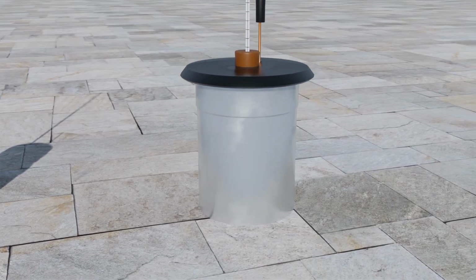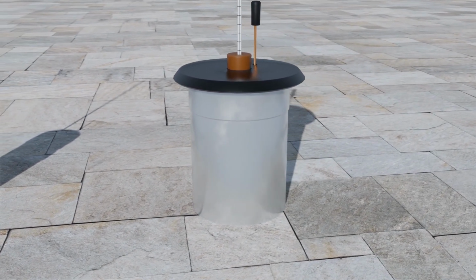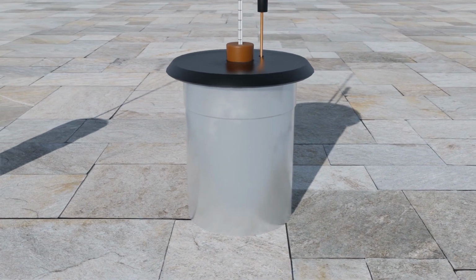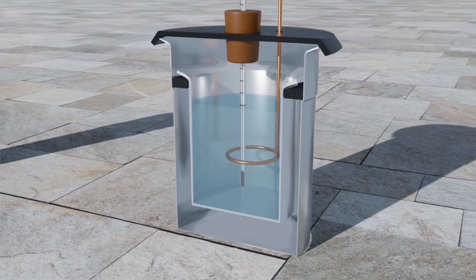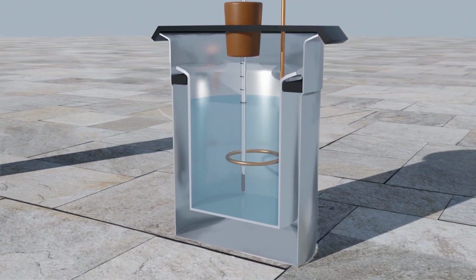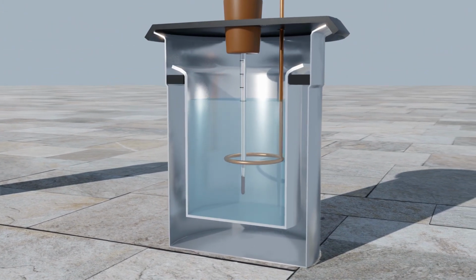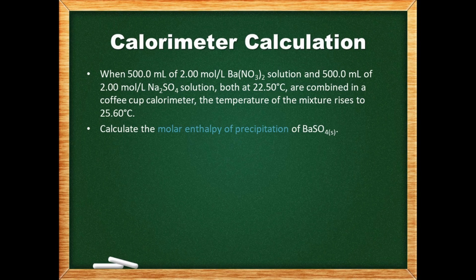Over here, we have a commercial calorimeter, which is similar but a bit more sophisticated than the coffee cup calorimeter. These may consist of an inner and outer vessel, separated by airspace to provide better insulation, an insulated lid, a stirrer, and a simple thermometer. Now let's go ahead and look at an example.